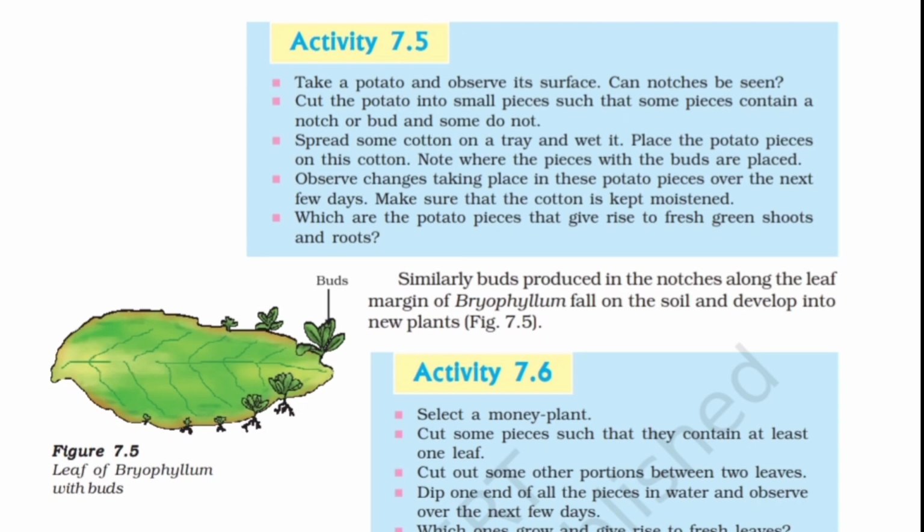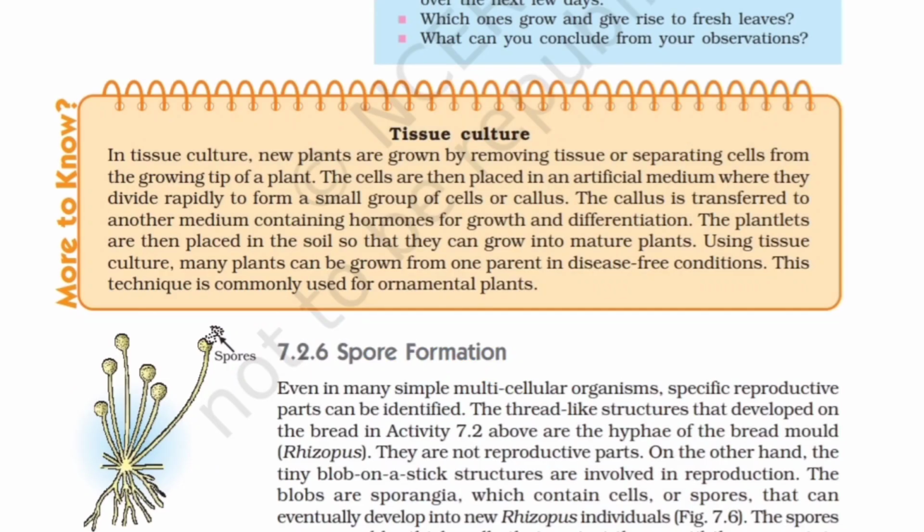Similarly, buds produced in the notches along the leaf margin of bryophyllum fall on the soil and develop into new plants, Figure 7.5. Activity 7.6. Select a money plant. Cut some pieces such that they contain at least one leaf. Cut out some other portions between two leaves. Dip one end of all the pieces in water and observe over the next few days. Which ones grow and give rise to fresh leaves? What can you conclude from your observations?